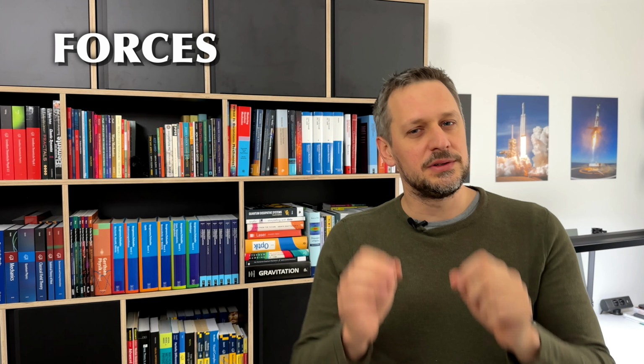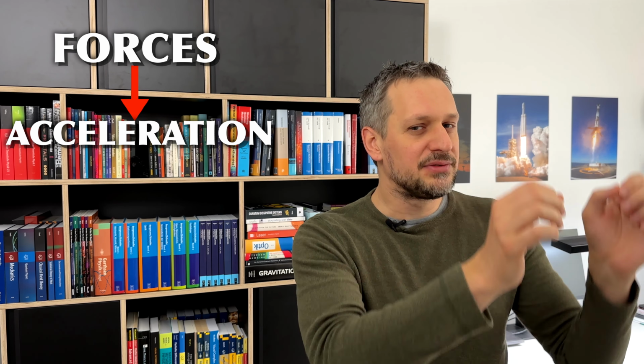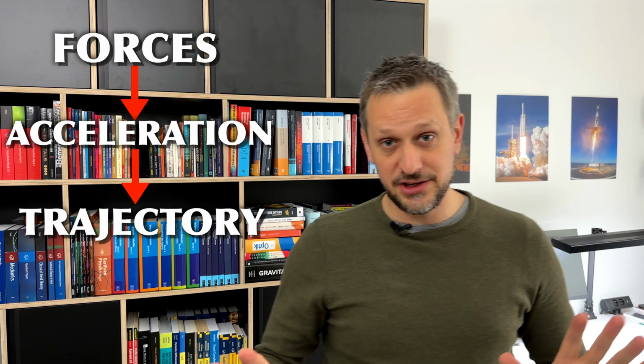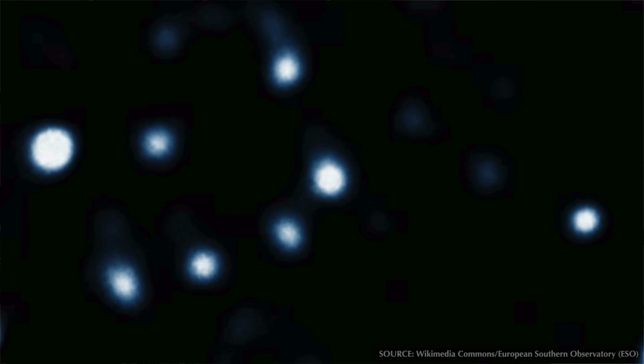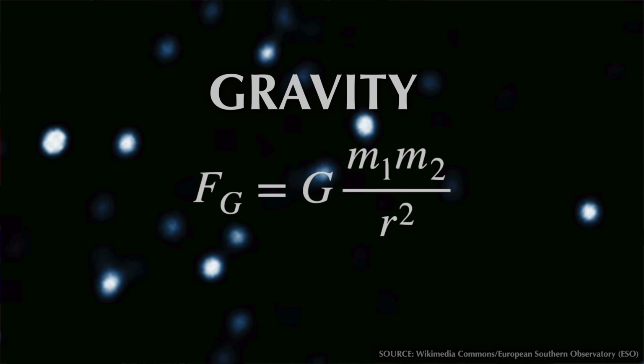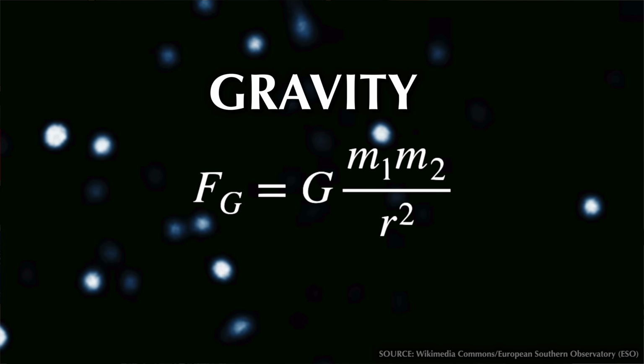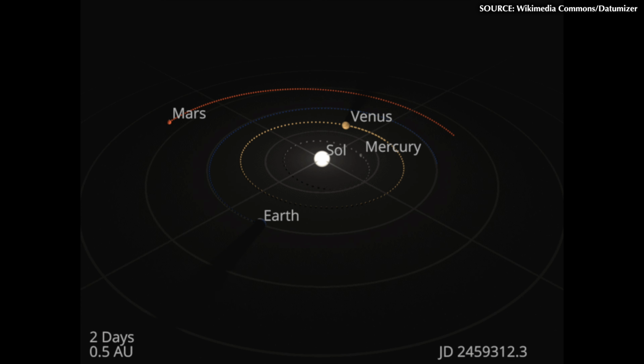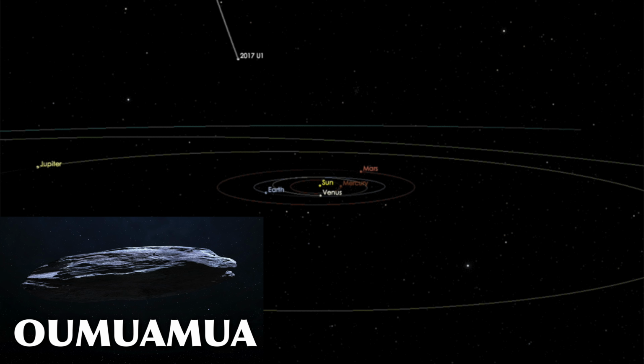So if we know the forces at work, Newton's second law tells us how to get the acceleration from that, and from the acceleration we can get to the trajectory, which is the full information about the entire motion. As an example, if you know the law for the force of gravity, you can calculate any movement caused by gravity, from a ball falling to the ground, to a planet moving in an ellipse around the sun, to Oumuamua entering our solar system, being deflected and leaving again.